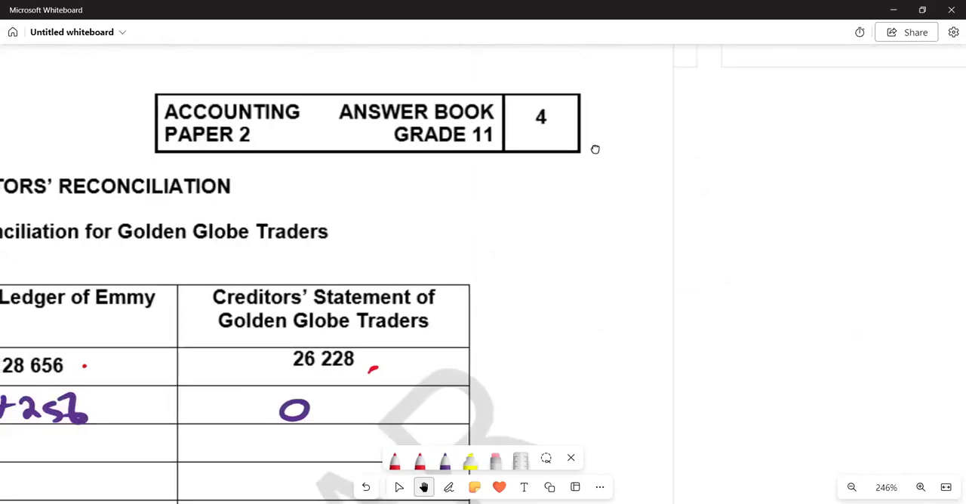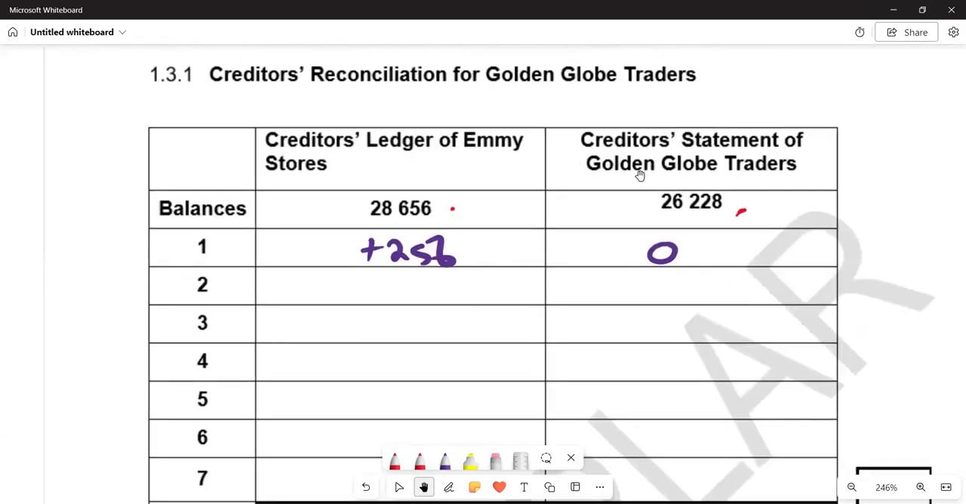So we are here in the other section. We are saying the ledger does not have an effect, but we are having an effect on our statement of accounts. So we are going to say negative 618. That's what we are having there. Then we go to number 3.